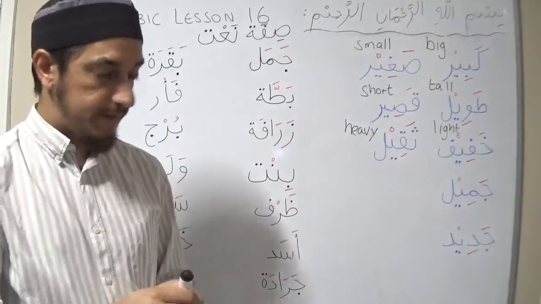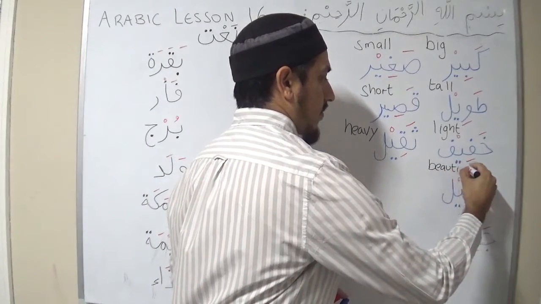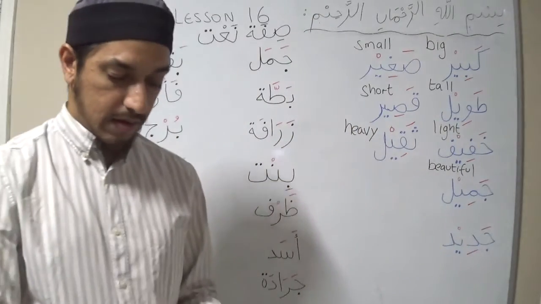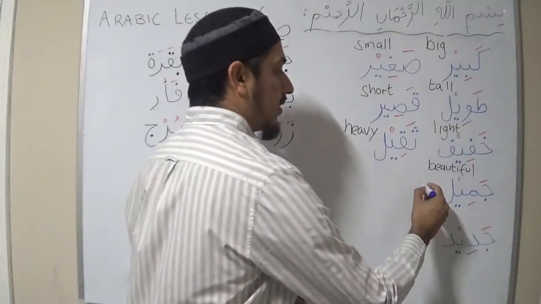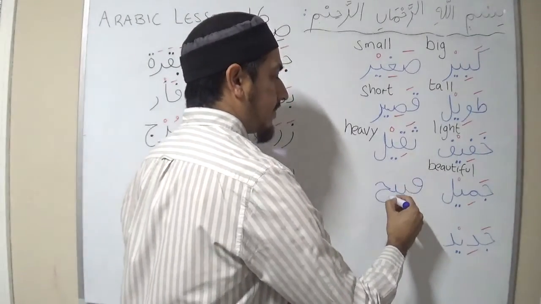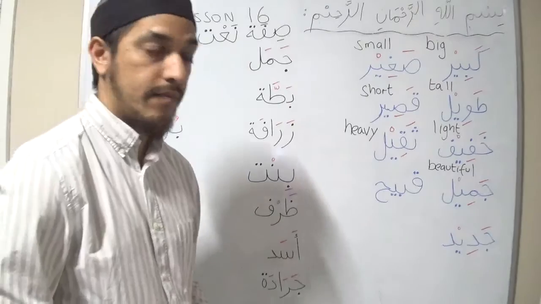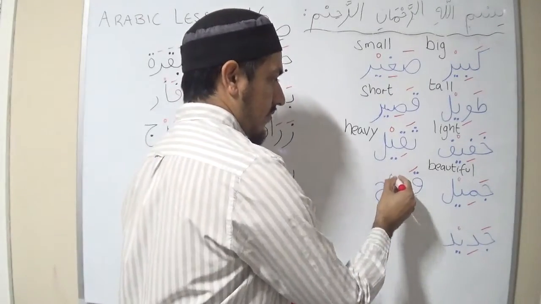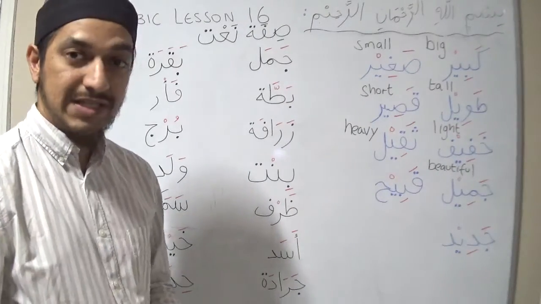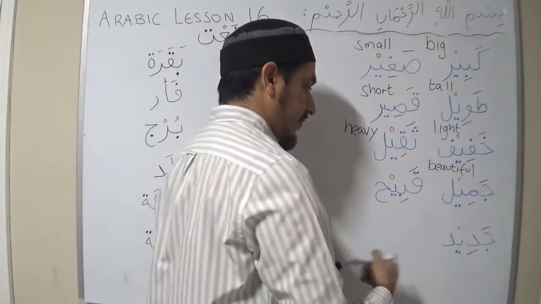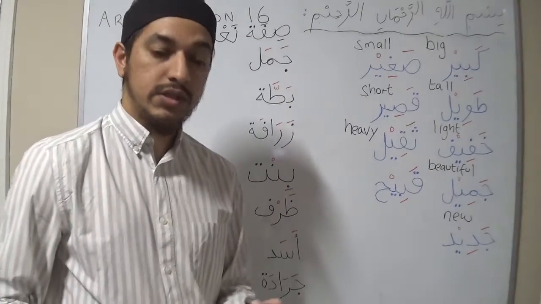Next we have jamil, which is beautiful. And the opposite of beautiful is ugly, which is قبيح. قبيح, قاف باء ياء حاء. Jamil, قبيح. And finally we have jadid. Jadid is new. And the opposite of new is old, which is qadim.